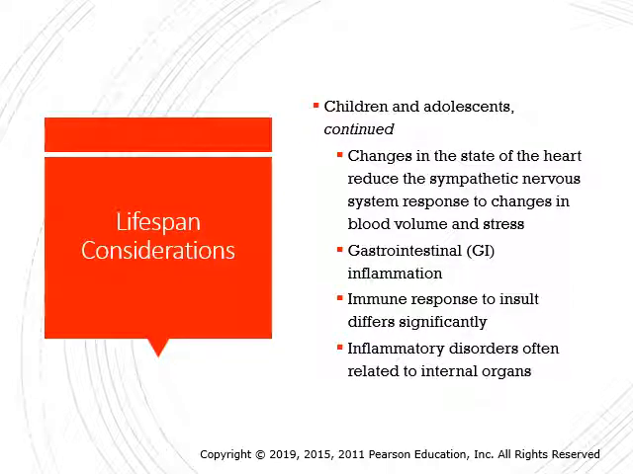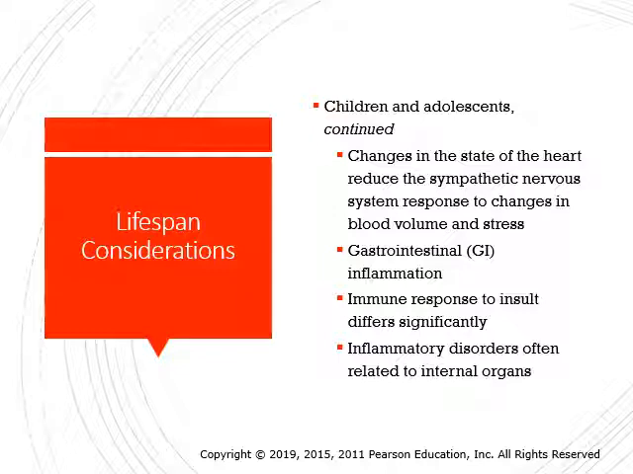Okay, continuing on with children and adolescents, the changes in the development of the heart reduce the sympathetic nervous system response to changes in blood volume and stress. So these children have an ability to compensate with changes in, for example, blood volume, and also changes in heart rate in comparison with adults, but their ability to sustain the compensation will not be as robust as that of adults.